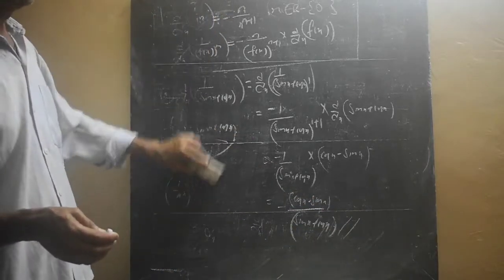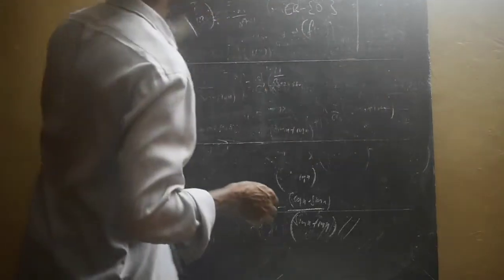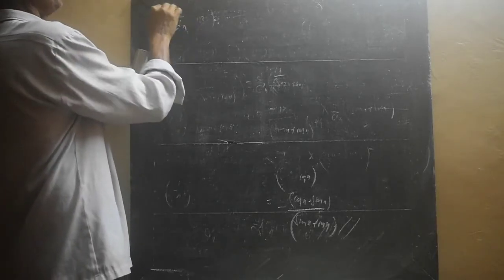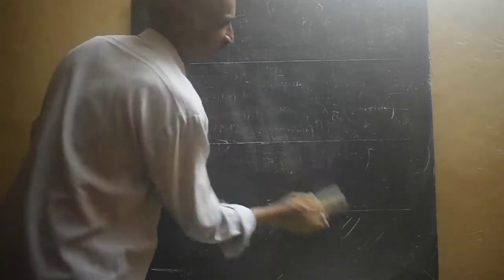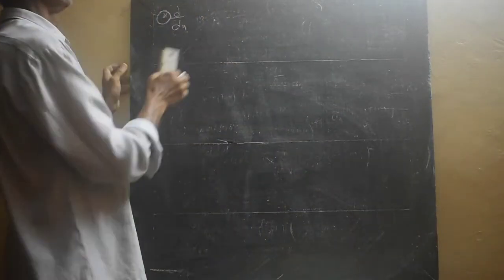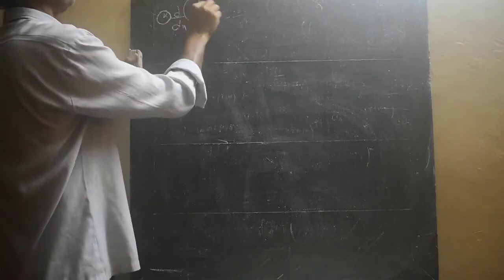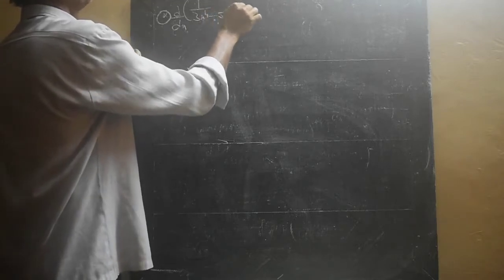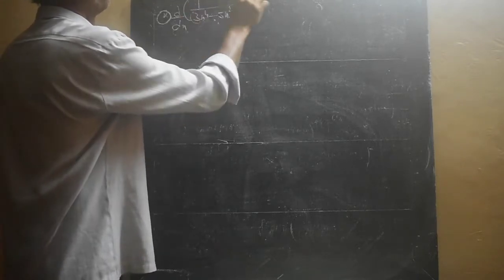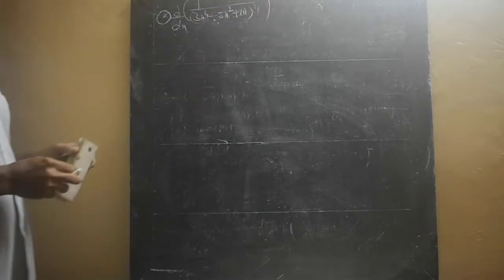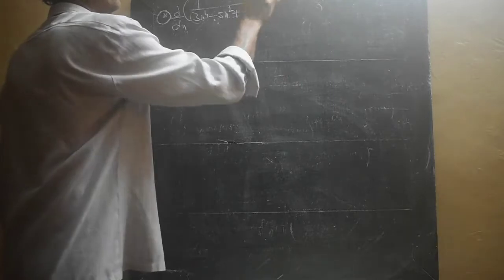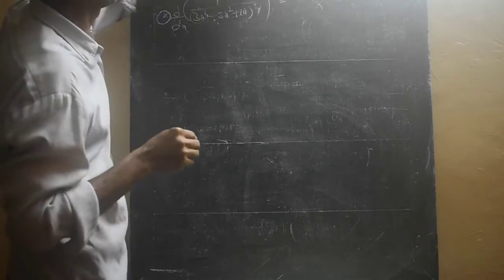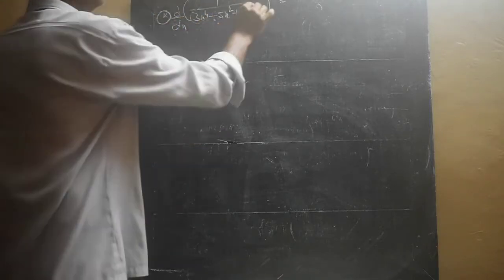One more example I will take, second example: d by dx of 1 upon 3x raised to 4 minus 5x squared plus 10, whole raised to 4. That equals to, it is exactly the form of 1 upon f of x raised to n. N is 4 here.